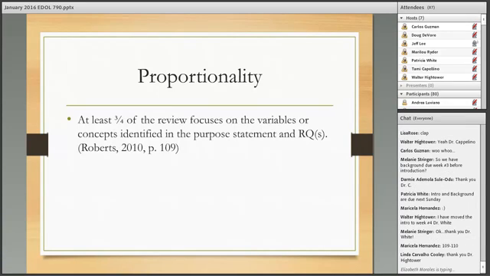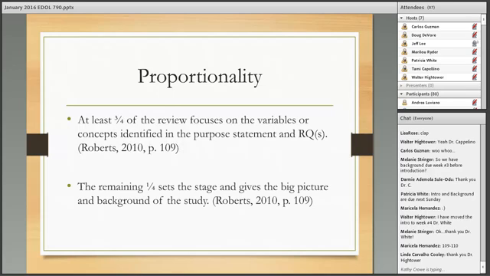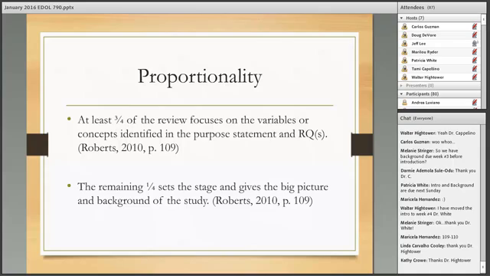She says at least 3/4 of the review focuses on variables or concepts identified in the purpose statement and research question. The remaining 1/4 sets the stage and gives the big picture and background of your study. So let me talk first about the 3/4 portion of your literature review. Here's where you talk about the big variables of your study. It's where you funnel from the global down to the local. You talk about the components of the theoretical framework.